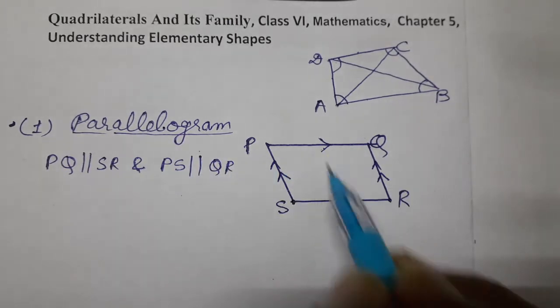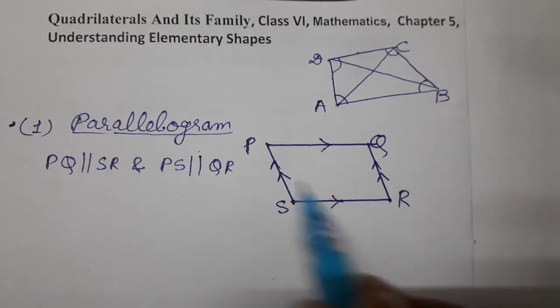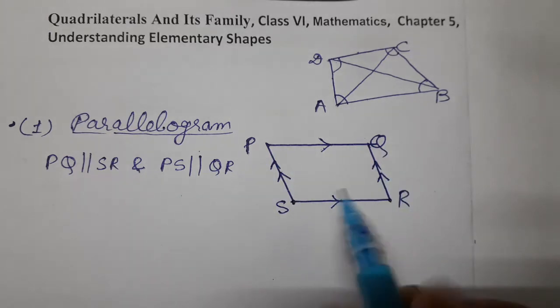ये दो लाइंस क्या हो गई? पैरेलल है. अगर दो लाइंस पैरेलल है तो then it is called a parallelogram.